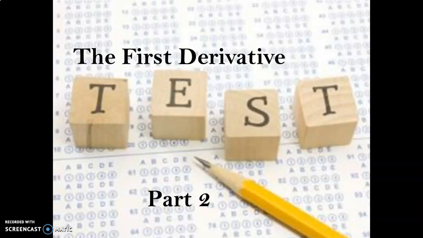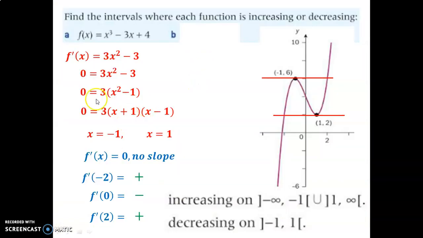Let's get started. So in the last video, we ended with this problem. We had a function, we found the derivative, and we set the derivative equal to 0. That means we were solving for x values when the slope is 0, and we found these two x values. On the graph, we can see at those two x values, negative 1 and 1, we indeed do have a slope of 0. The tangent lines are horizontal.